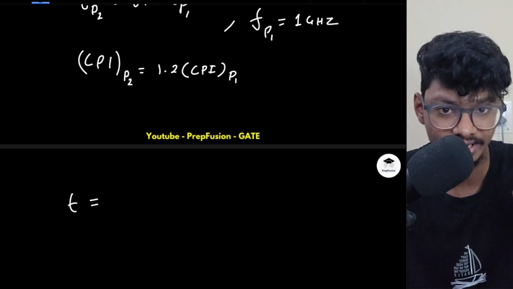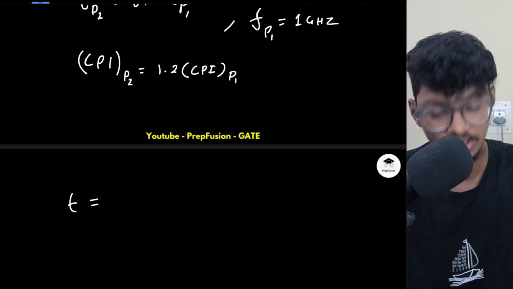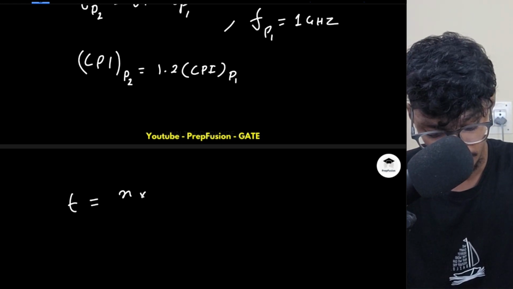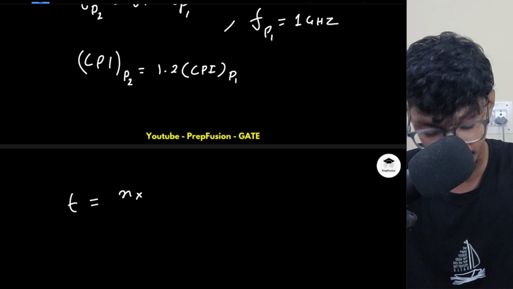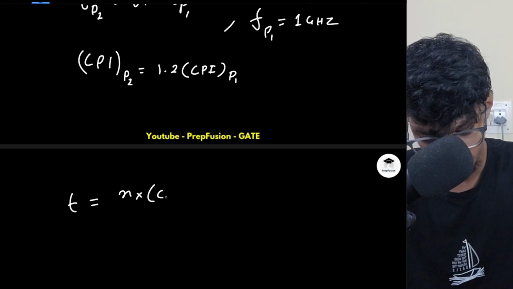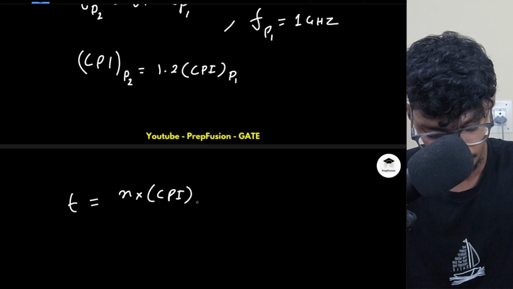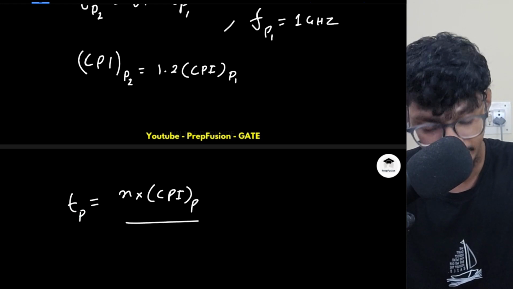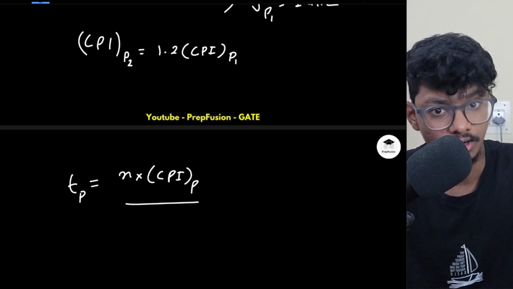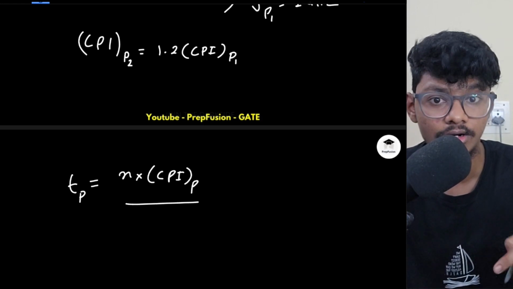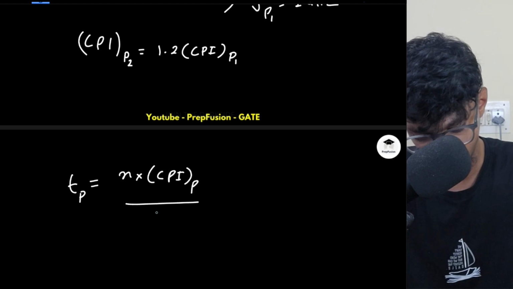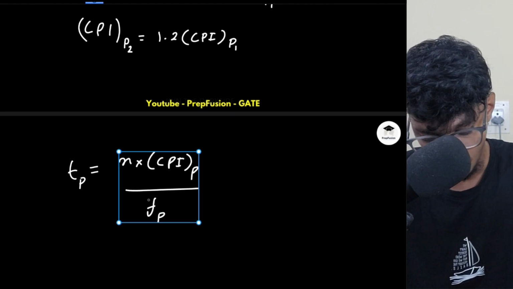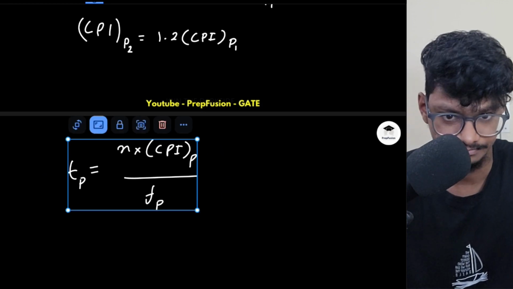How much time does a processor take to completely execute an instruction? Total number of instructions, that is n. Let's say I have n instructions and I will multiply this by CPI average of that particular processor. Let me name this as TP, divided by the frequency or the clock rate, or multiplied by the clock period, whichever one you find suitable to remember. So this gives me the total time taken by a processor.